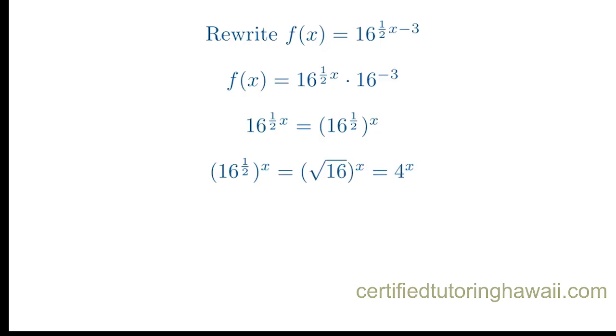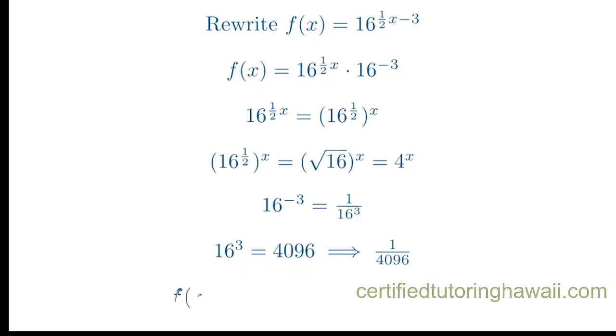Now let's simplify the second term, 16 to the power of negative 3. We'll use the negative exponent property. 16 to the power of negative 3 is equal to 1 divided by 16 to the power of positive 3. 16 cubed is 4,096. So the second term simplifies to 1 over 4,096. Now we just need to put our two simplified terms back together.